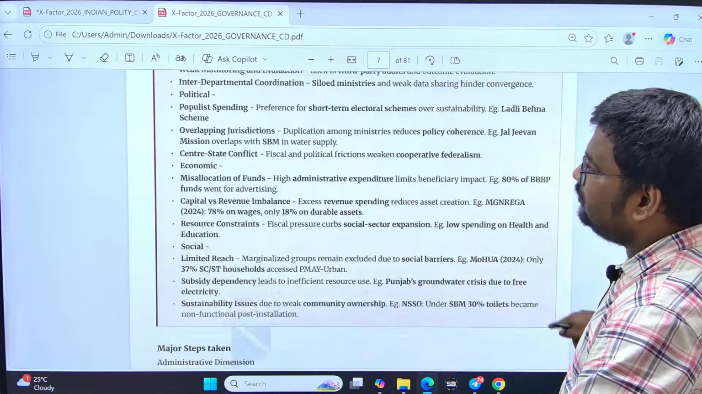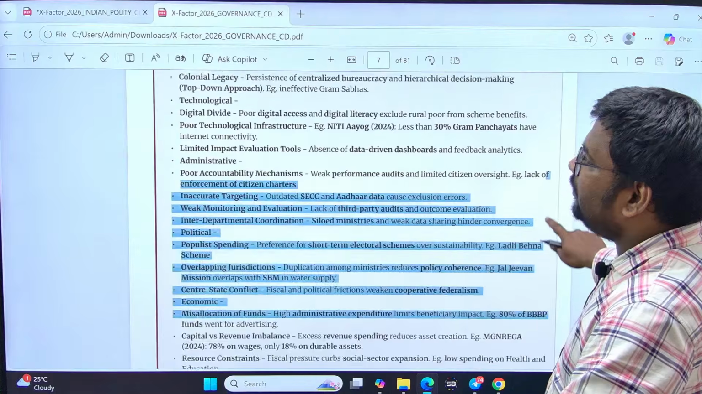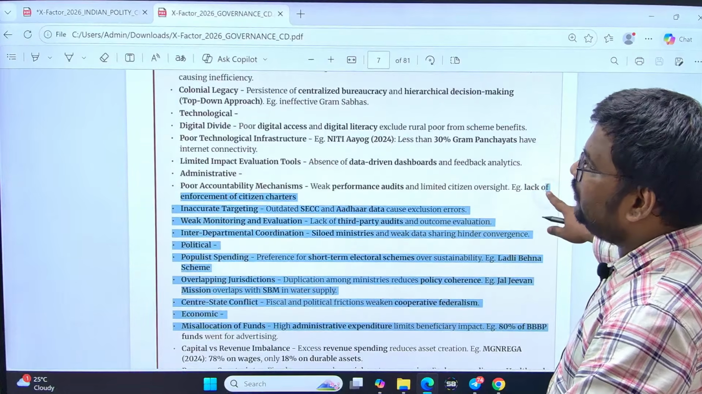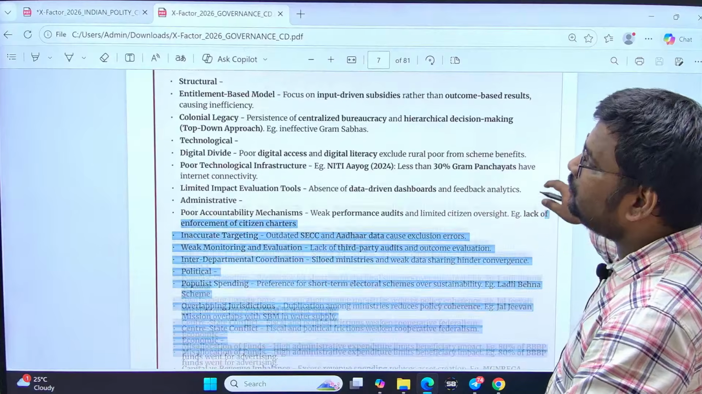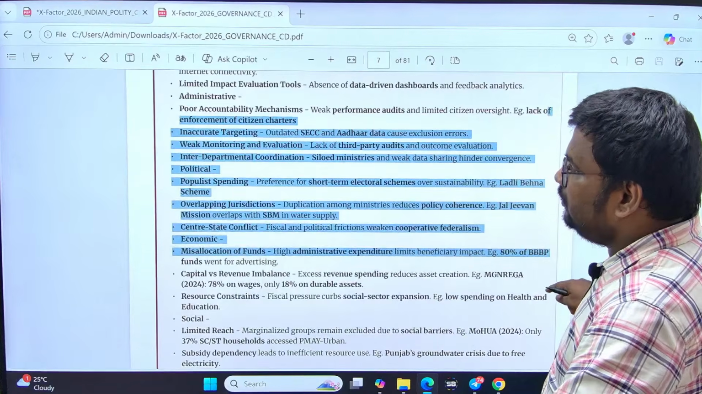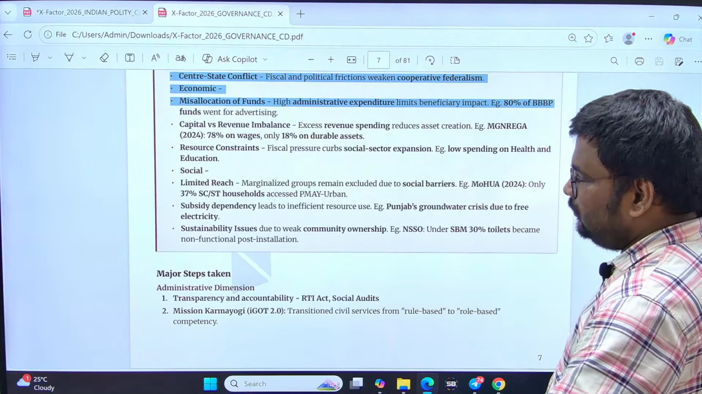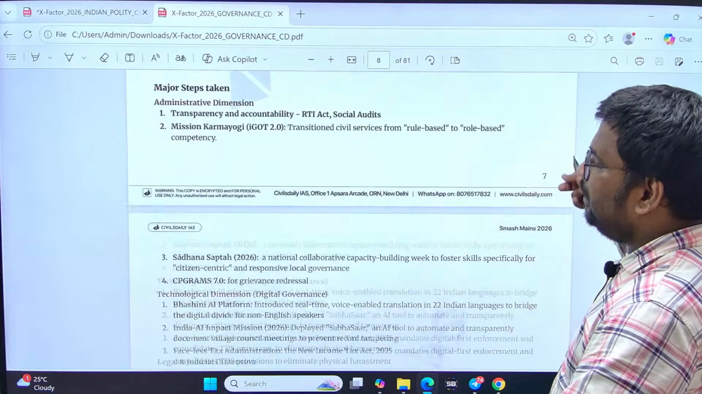ठीक है, again these are classified under PESTEL. तो structural issues, this we have used staple. So structural issues, technological issues, administrative, economic, social. ठीक है, steps taken by government.